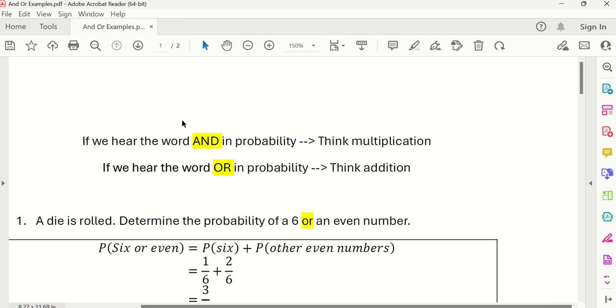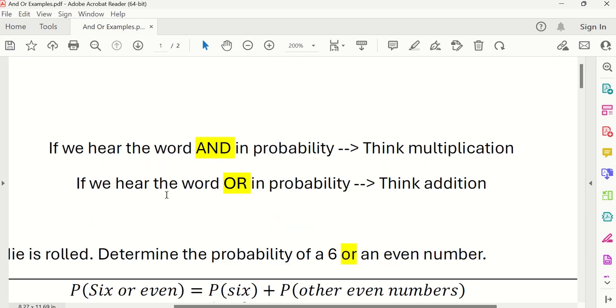Anyway, students, I hope this has been helpful in clarifying the difference between these terms. Key takeaways: if we hear the word "and" in probability, think multiplication. If we hear the word "or" in probability, you've got to think addition.